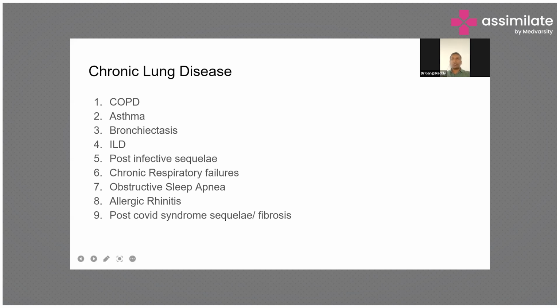Allergic rhinitis, though the name sounds very small, is one of the most important causes of disability-adjusted life years. It ranks amongst the top 5 conditions in terms of causing disability-adjusted life years. Newly after COVID, we had a significant number of post-COVID fibrosis and sequelae. Few people labeled it as long COVID as well. By now, you would have understood what these diseases can be and how well they have to be tackled. The next slide, please.